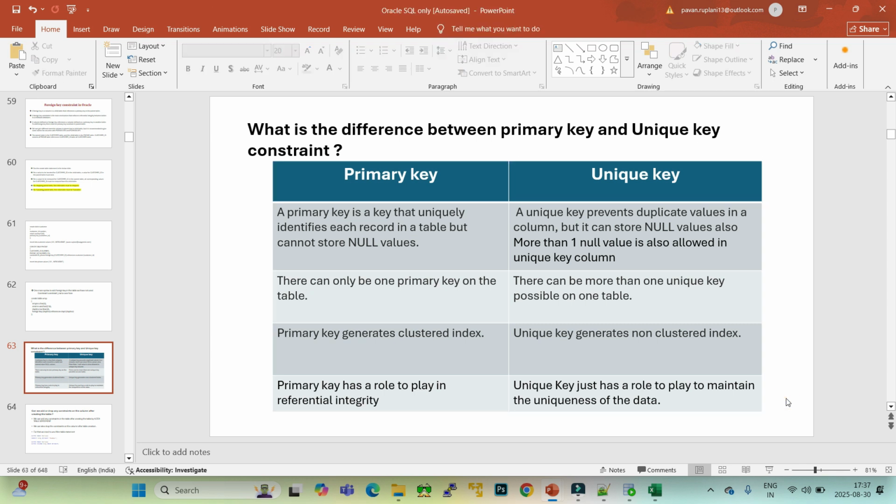So these are a few differences between primary key and unique key. I hope you understood the concept.